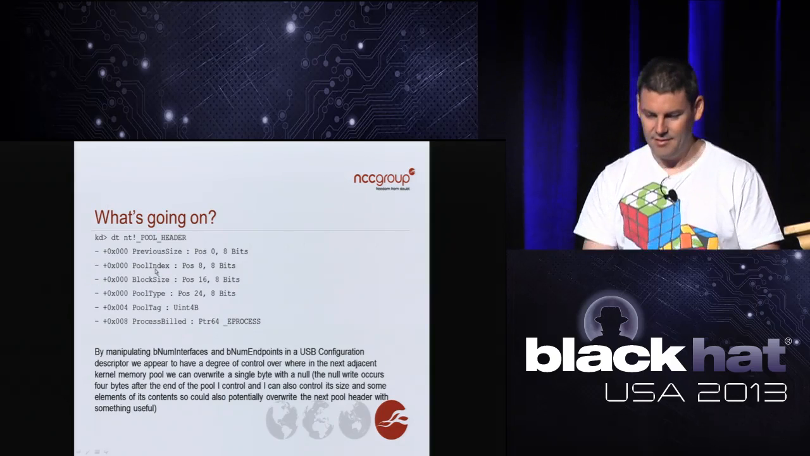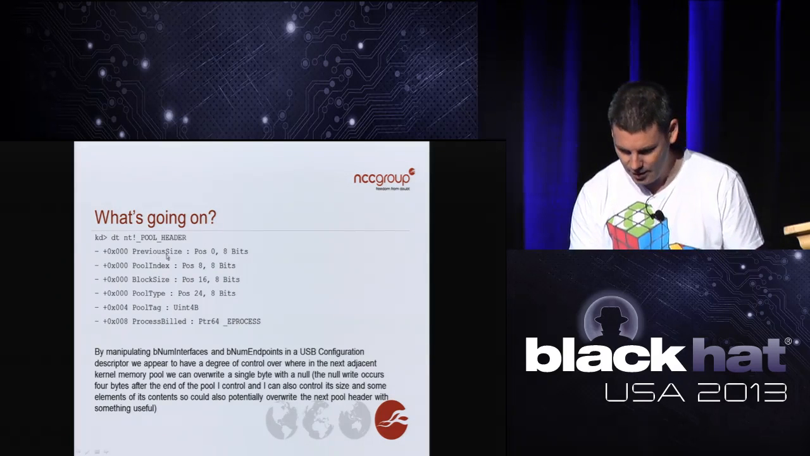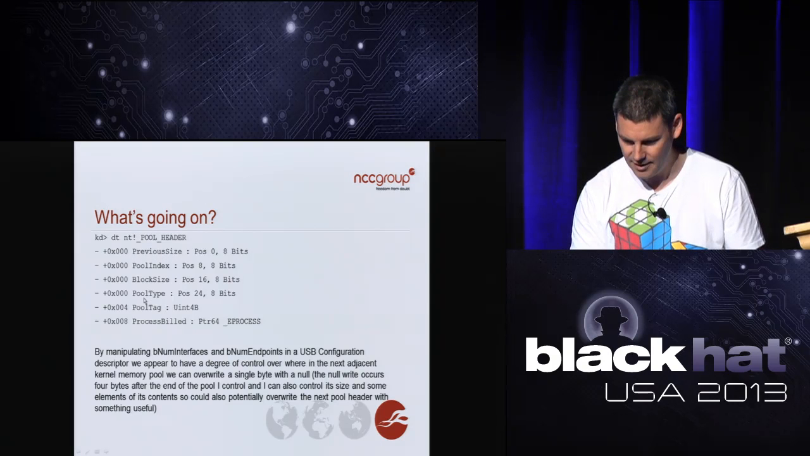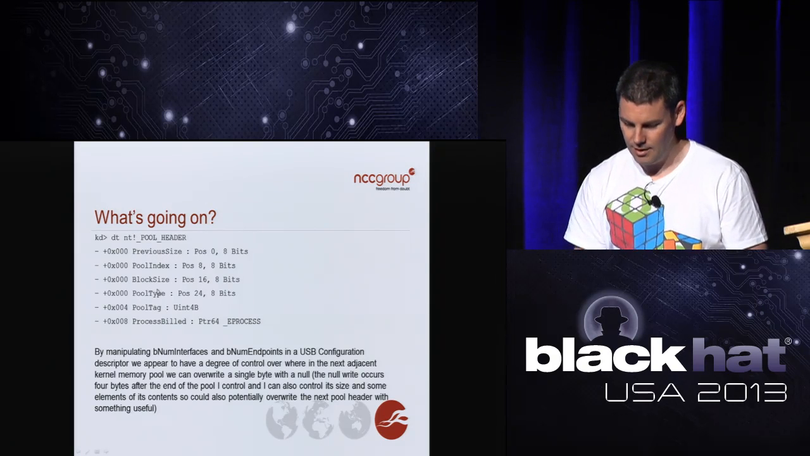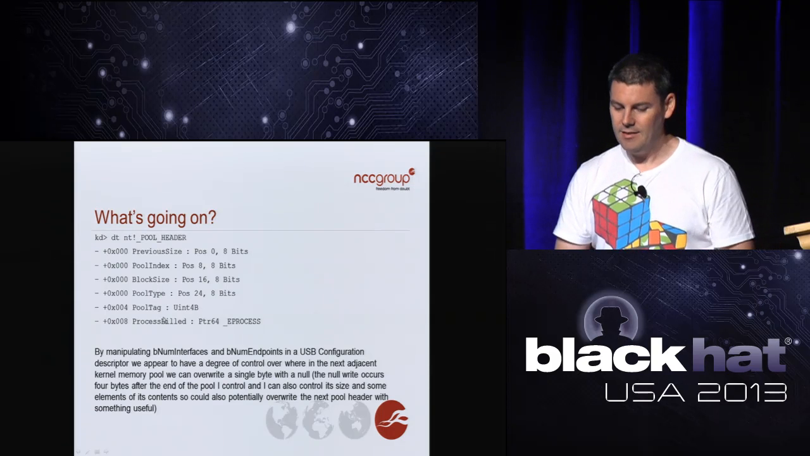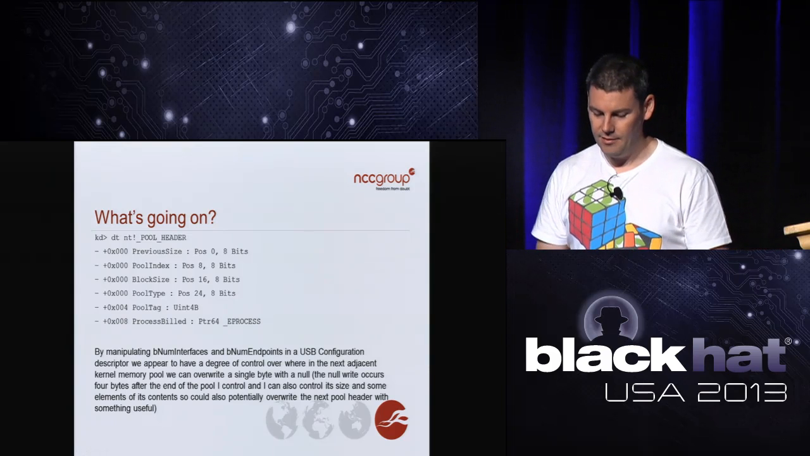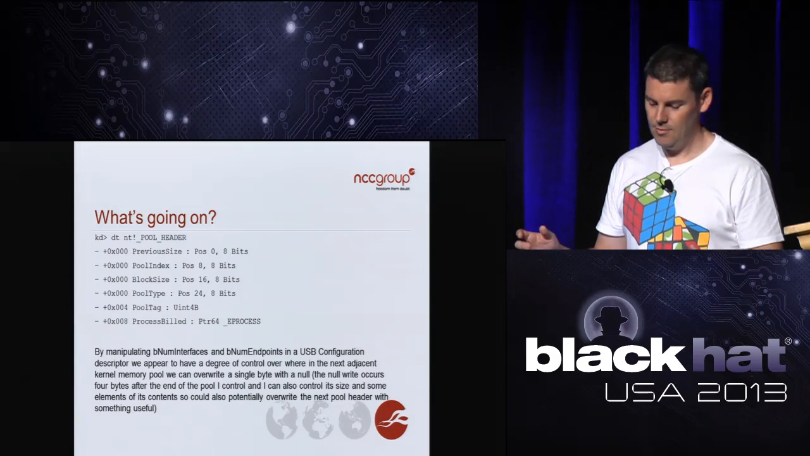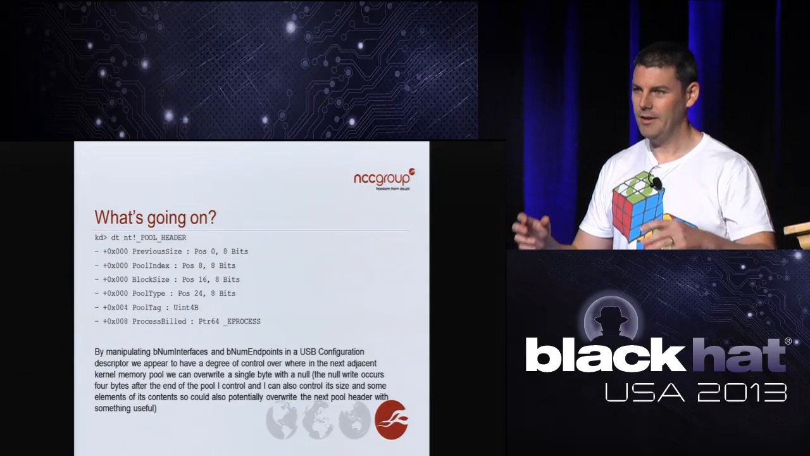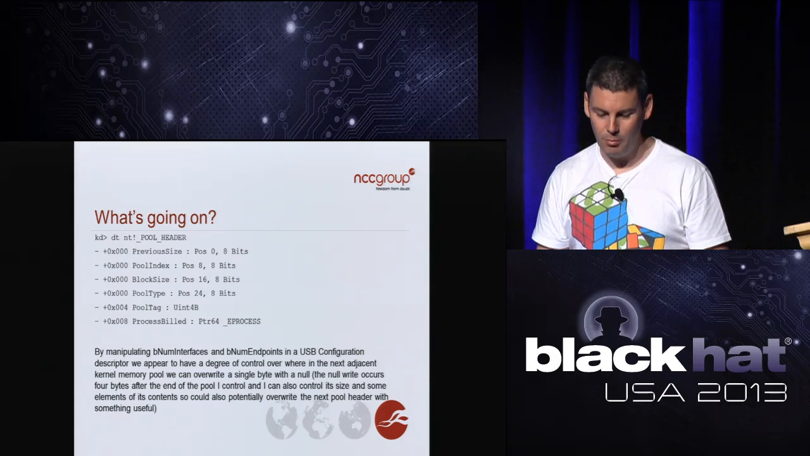So there's the structure of a pool header, and in the first example we were overwriting this previous size. In the second example we were overwriting, which one was it? Pool type, I think. So basically by manipulating these values within an interface descriptor, you can write nulls in reasonably arbitrary places in adjacent pool headers.